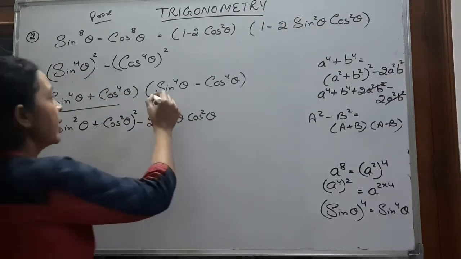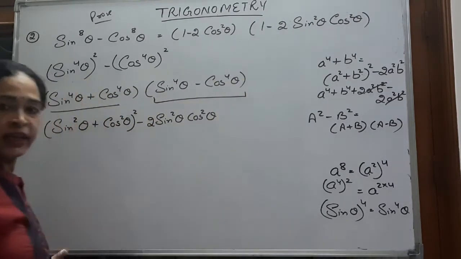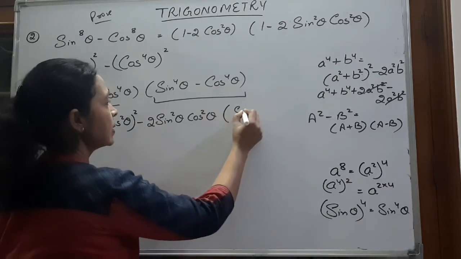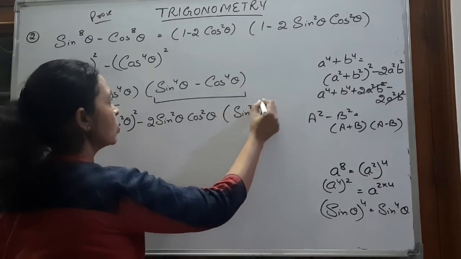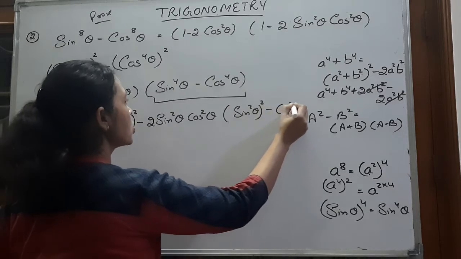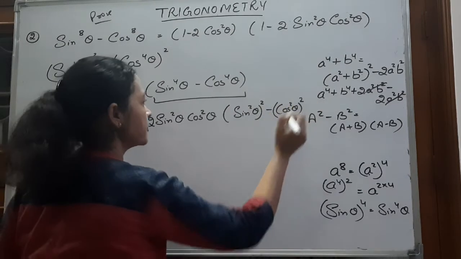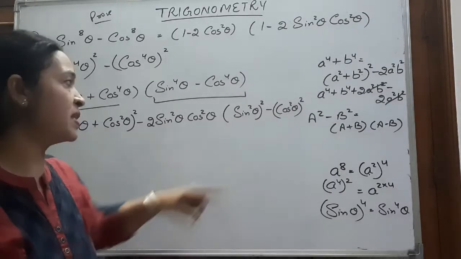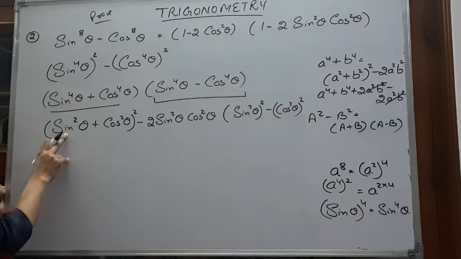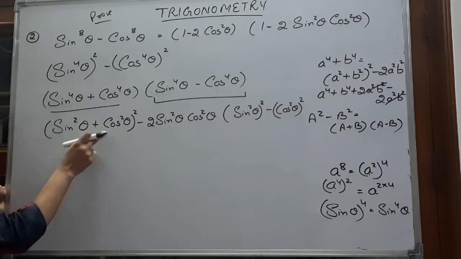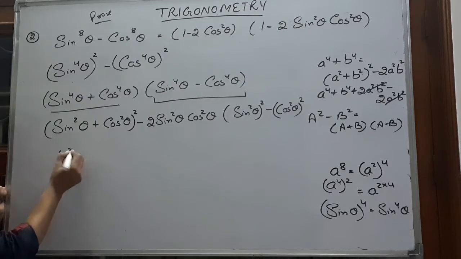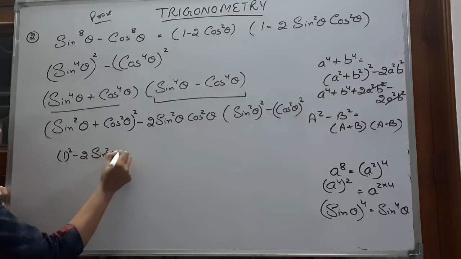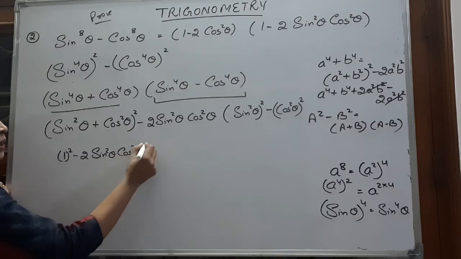Now, here we have sin to the power 4 theta minus cos to the power 4 theta. We can write this term as sin square theta whole square minus cos square theta whole square. This is again a square minus b square. Here sin square theta plus cos square theta is equal to 1. 1 square is again 1 minus 2 sin square theta cos square theta. Put it in a bracket.